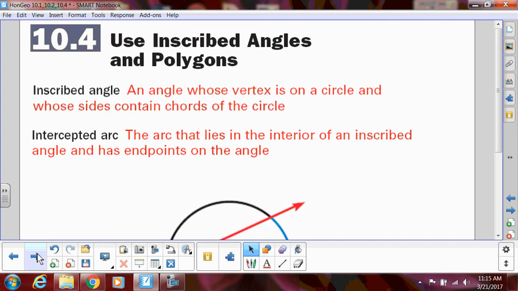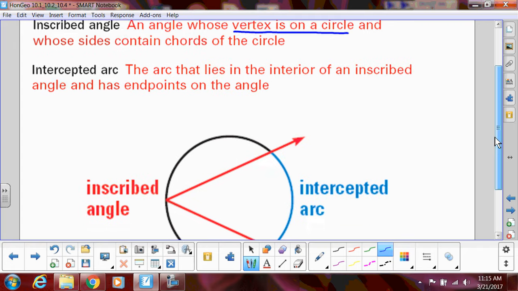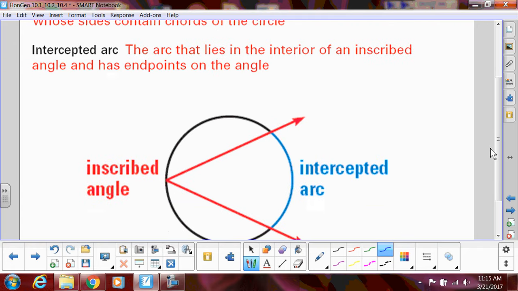So we're going to talk more about angles. Another kind of angle that we have is called an inscribed angle. That's an angle whose vertex is on the circle, and the sides contain chords of the circle. Here in the diagram, the red is the inscribed angle. Notice that the vertex is actually on the circle. It's not at the center.